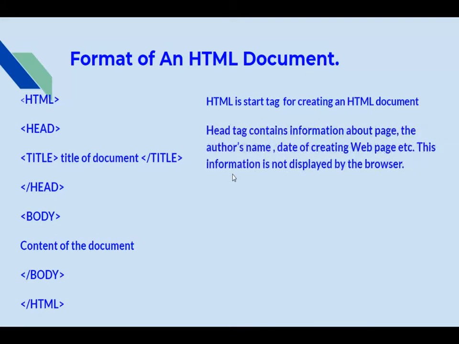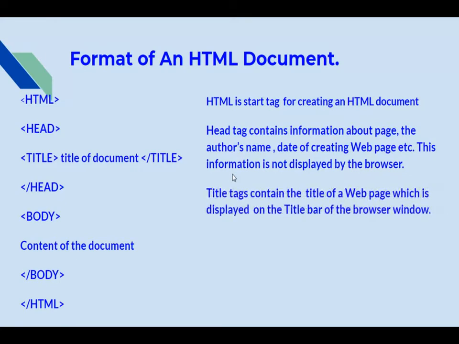The second part is head and slash head. Whatever information you write here will not be displayed by the browser, but you can write things like the author's name and the date when it was created. We can mention all those things in this part. One more tag in the head section is title. Between title and slash title you write the title of the document, and it will be displayed in the browser window's title bar.